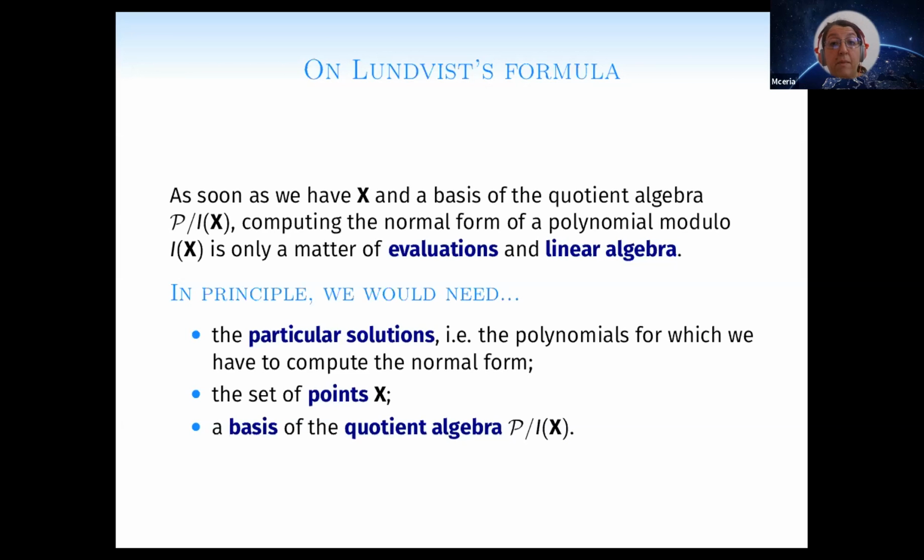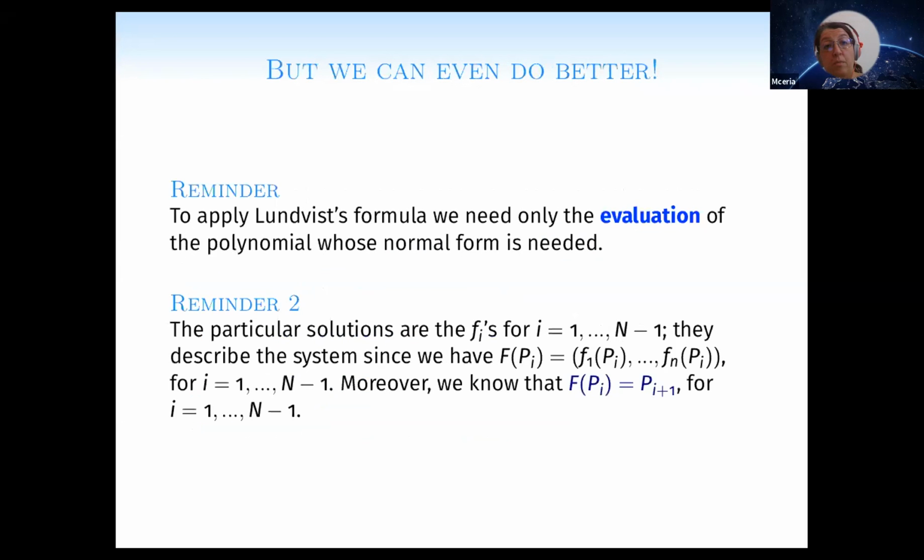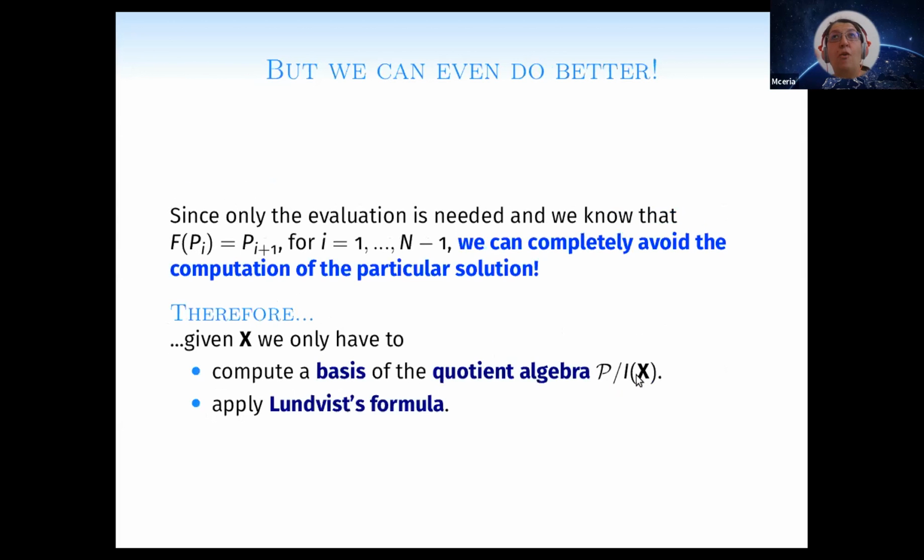But I'm still cheating a bit, because we can do better. If you remember, in Lundqvist's formula for computing the normal form of a polynomial f, what I need is the evaluation of this f at the points. And what I know from my problem is that f(pi), that is f1(pi), ..., fn(pi), is exactly p(i+1). So I know what fi(pj) is: it is given by coordinates coming from the next state. And so I already know the evaluations. I can completely avoid the computation of the particular solution and go on. I need only to compute a basis of the quotient algebra and to apply the formula by Lundqvist.